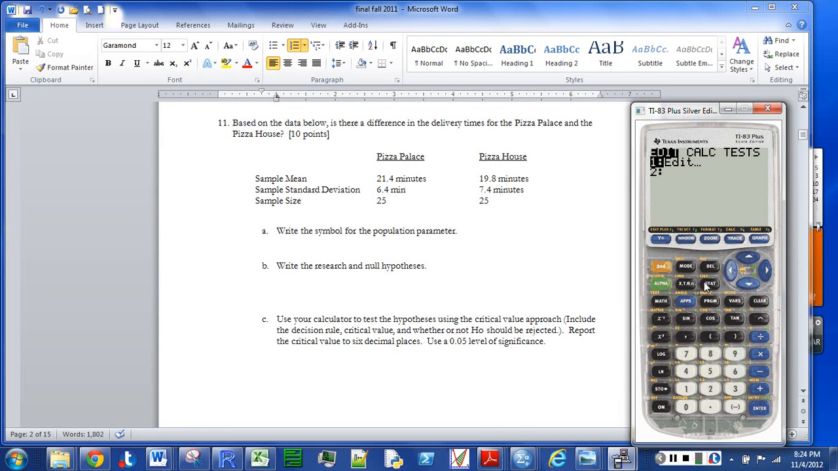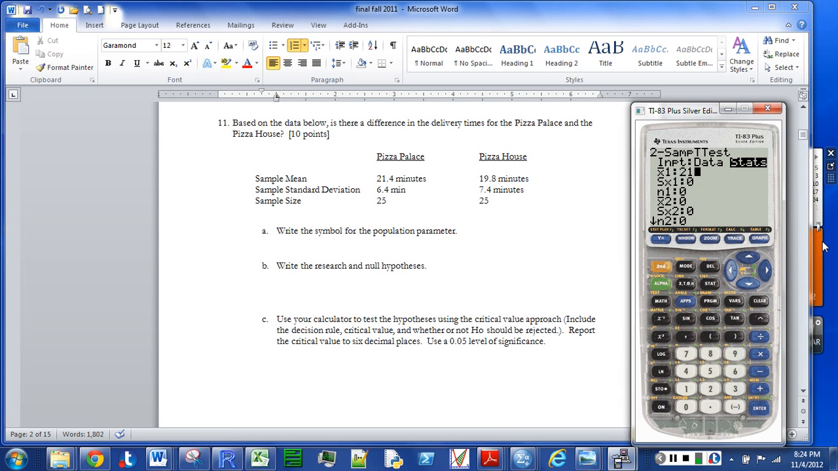So stat, tests, two-sample t-test, and this time we are inputting the actual statistics. If we had those 25 numbers each, the actual data values in two columns, we would run it just like this, but we actually are given the statistics this time. And so now we will just enter those statistics into the menu.